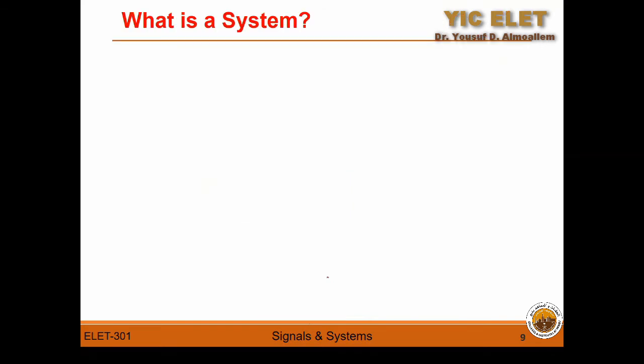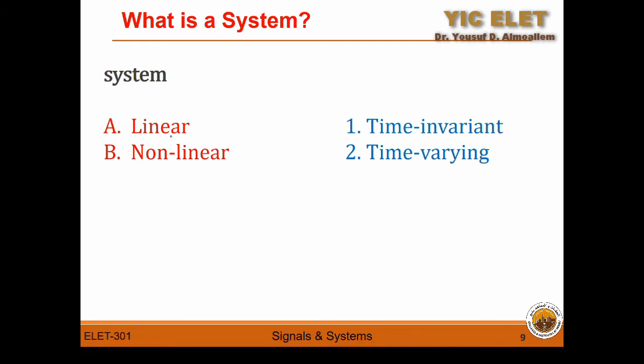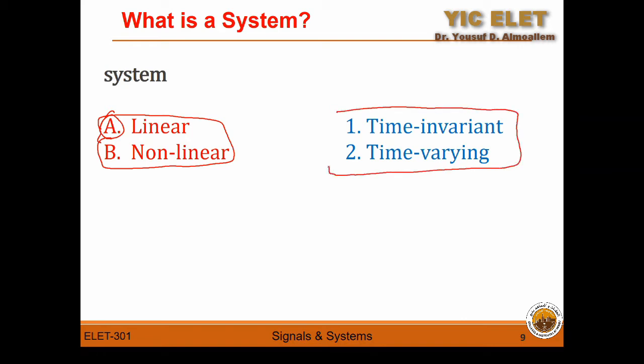In fact, if we talk about systems, we have two categories: linear systems and nonlinear systems. And in this course we will focus more on the linear system. From another perspective, we can categorize systems as time varying and time invariant systems. Again, in this course we will be focusing on the time invariant system.